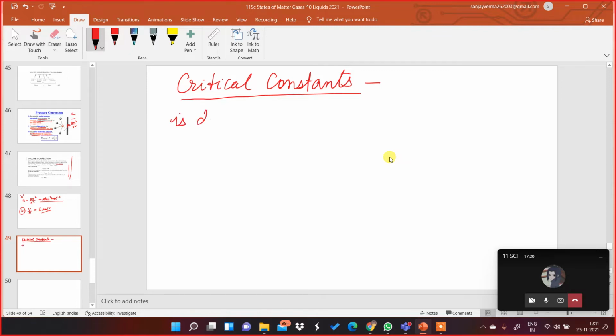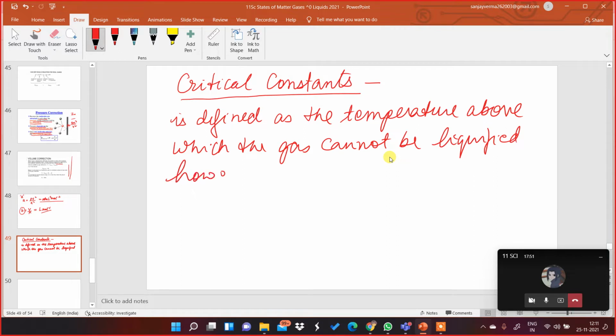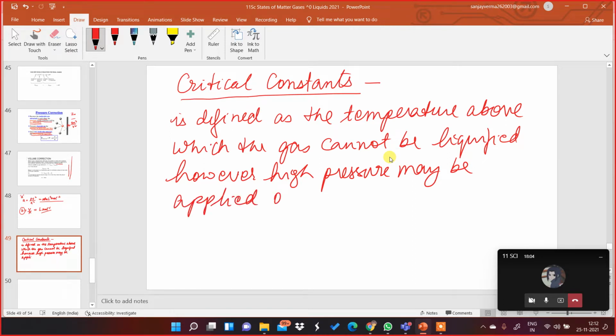It is defined as the temperature above which the gas cannot be liquefied, however high pressure may be applied on the gas. So this is the definition of critical constant.